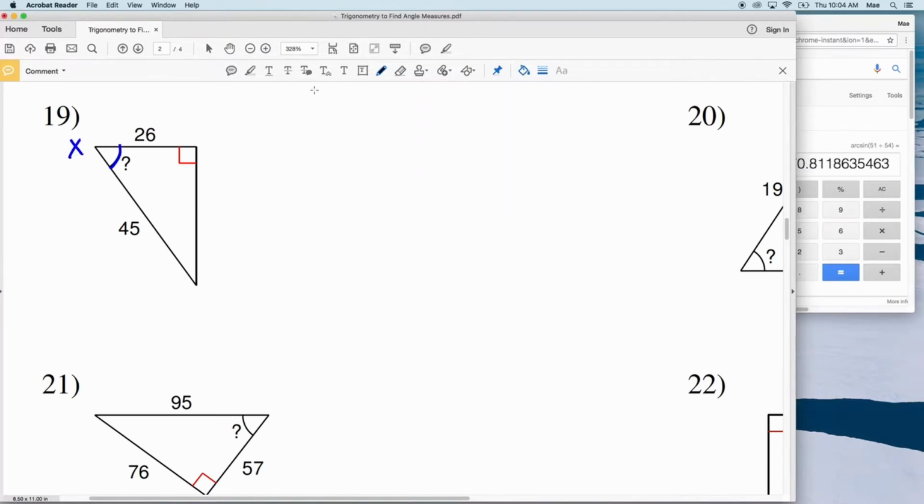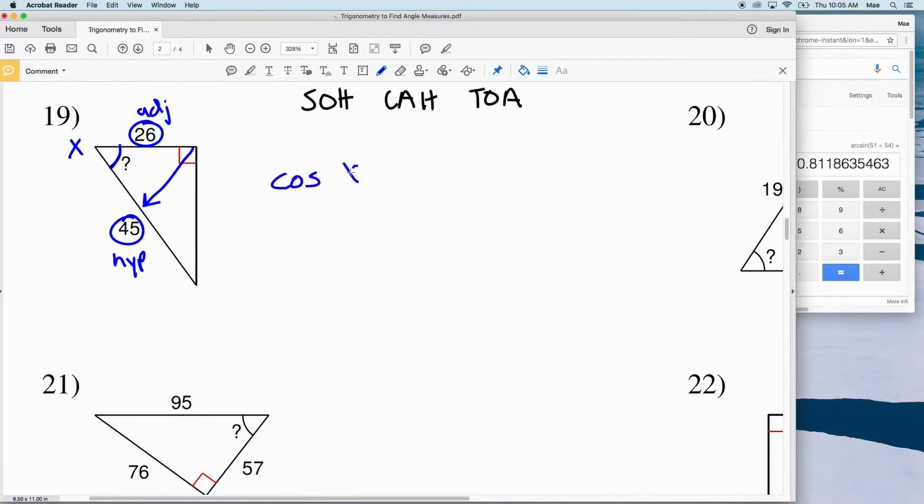Go ahead, and if you haven't already, write out SOHCAHTOA. This will help us remember whether to use sine, cosine, or tangent when solving for the measure of that angle. So the measure of angle x is what we're solving for. We're given the side that is adjacent to x, and we're also given the hypotenuse, since the hypotenuse is always directly opposite the right angle. So we have our A for adjacent, our H for hypotenuse, so we're going to use cosine.